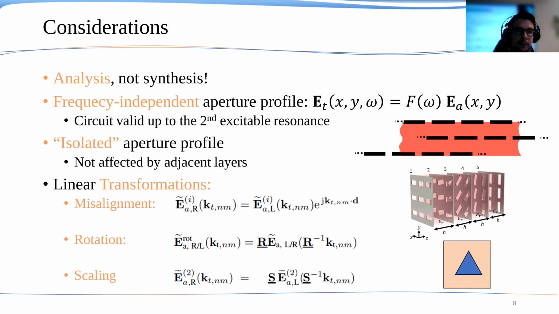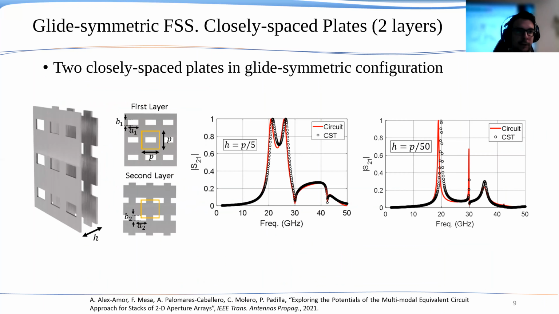Also, different layers or different apertures that form the different layers can be scaled among each other. The first numerical example we are considering is a stacked FSS formed by a pair of closely spaced perforated layers, arranged in a glide-symmetric configuration.